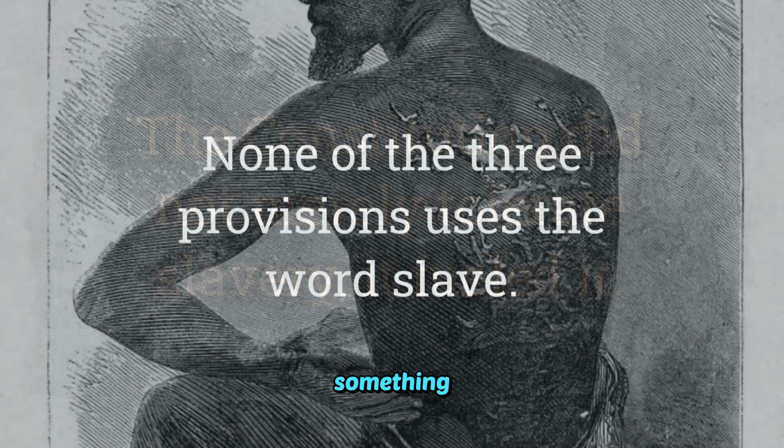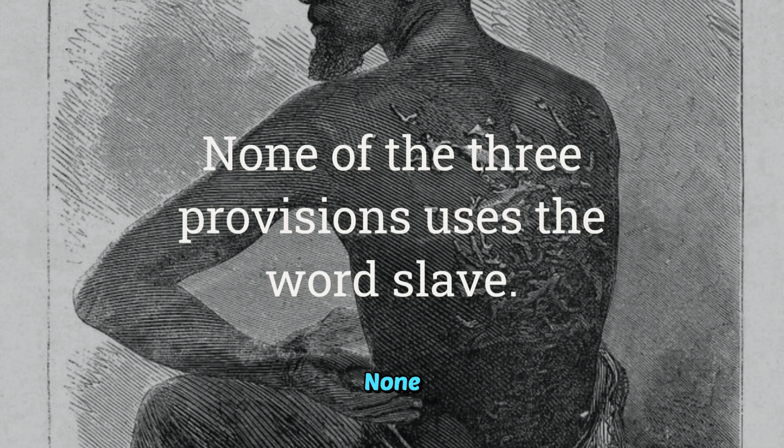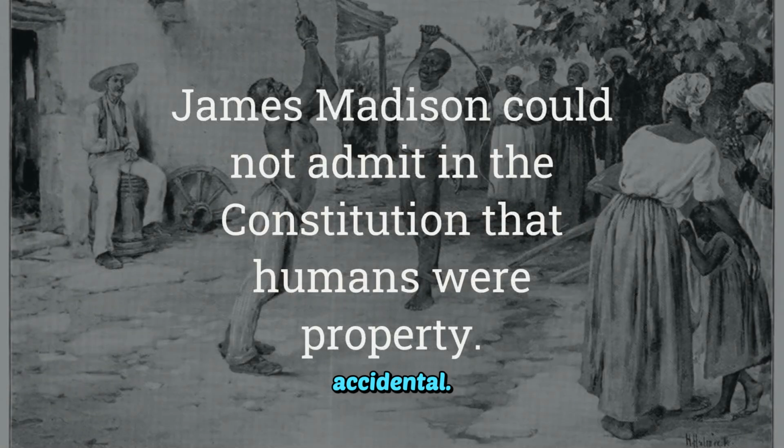Now, I want you to notice something about all 3 provisions. None of them uses the word slave. None of them mentions Africa or Africans. None of them acknowledges that what is being discussed is the ownership of human beings. That silence is not accidental. James Madison, the Constitution's primary architect, later explained that he thought it wrong to admit in the Constitution that there could be property in men. So instead of naming what they were doing, they used euphemism, words that disguised the truth.